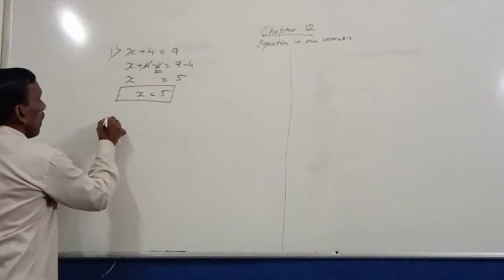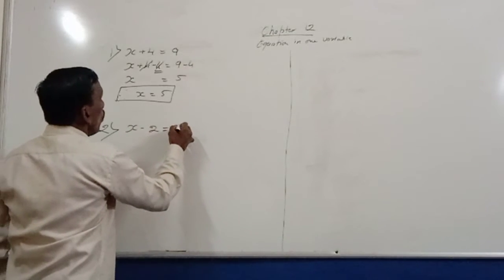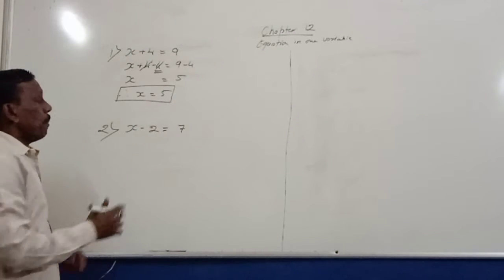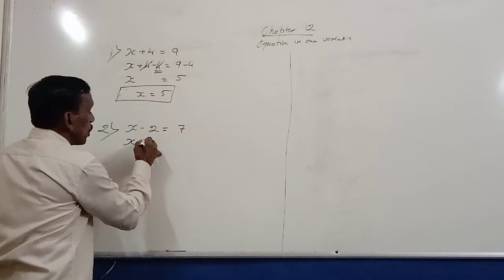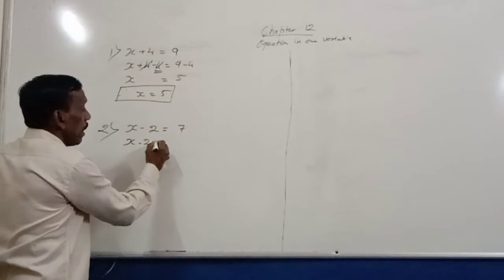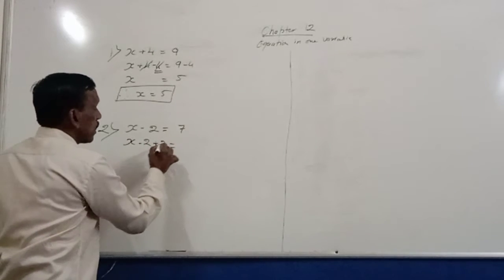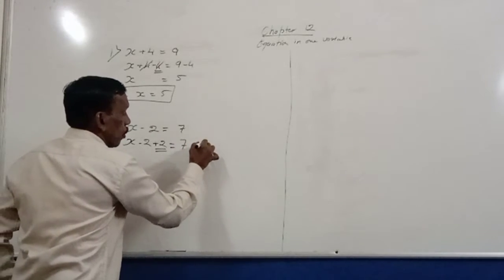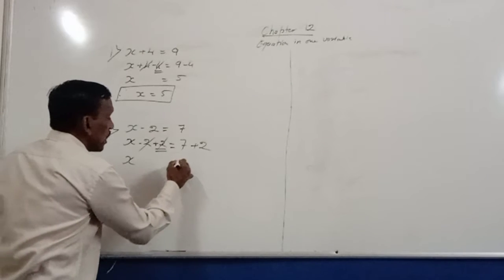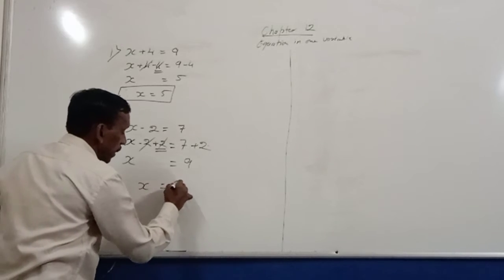Same like this, if I take a second example: x minus 2 is equal to 7. Now it was minus 2, so opposite of minus 2 means I have to make it 0. Now it will become plus here. Minus into minus becomes plus, and it becomes 0. The same plus 2 I will shift to the other side also. X is equal to 7 plus 2, which becomes 9. What is the answer here? Therefore x is equal to 9.